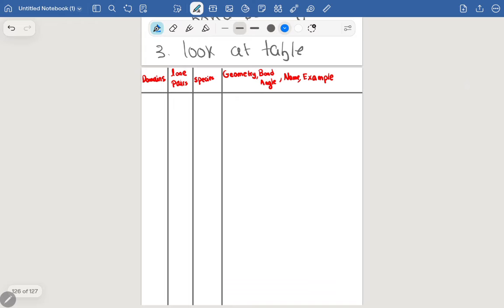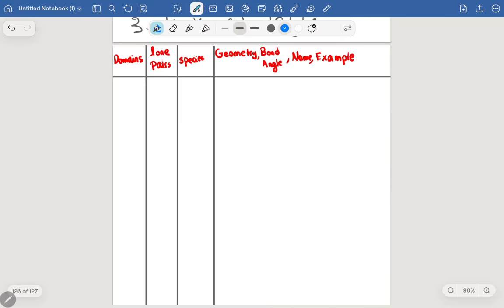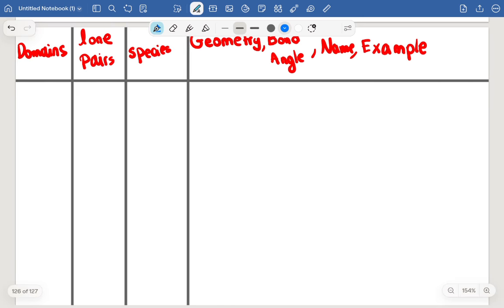Okay, so this is what the table is going to look like. We're going to start with domains, lone pairs, species, and then I'm going to draw the geometry. I'm going to give the bond angle, and I'm going to give the name of the structure and an example of such a structure. So we first start with electron domains. What does it mean, electron domains? It means whether we have bonded pairs, lone pairs.